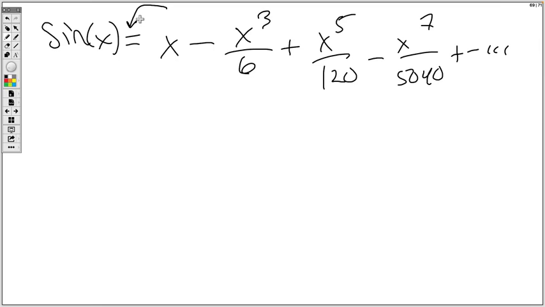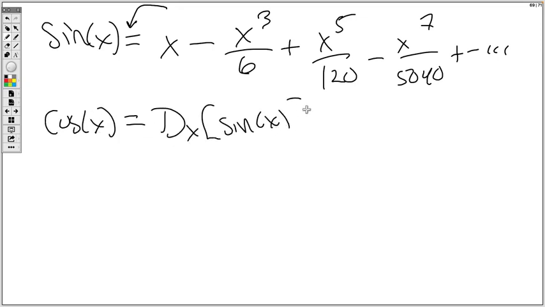What did we learn yesterday about power series? The calculus of power series goes term by term, right? What's the calculus relationship between sine and cosine? How can I get to cosine using calculus if I start with sine? I can do the what? I can take the derivative. I know that sine is equal to all of this.